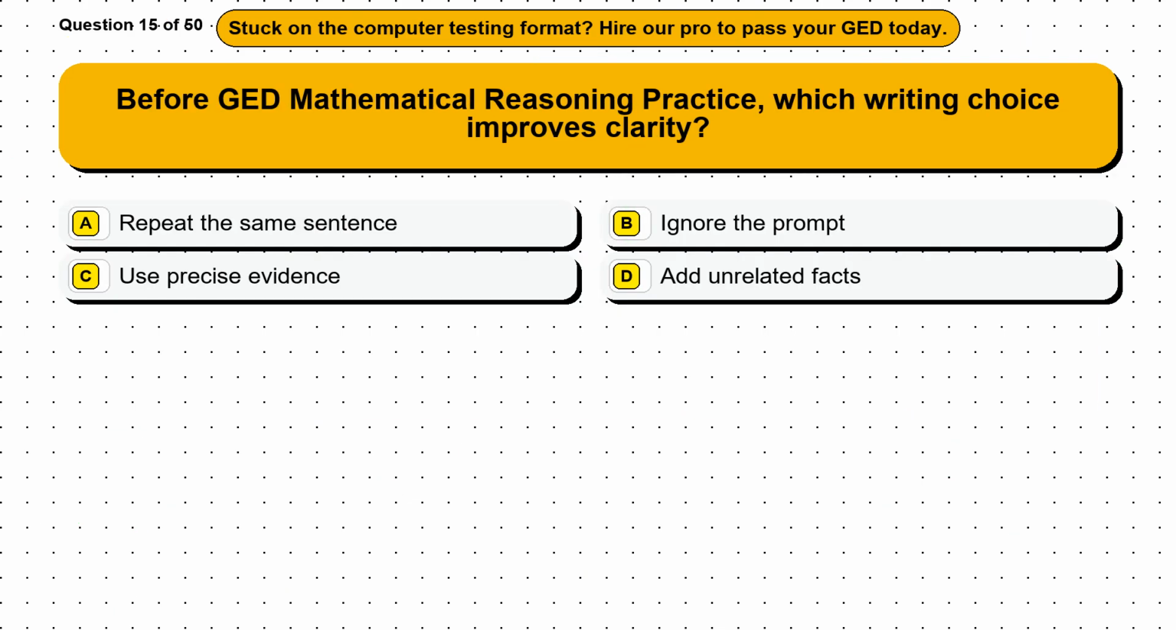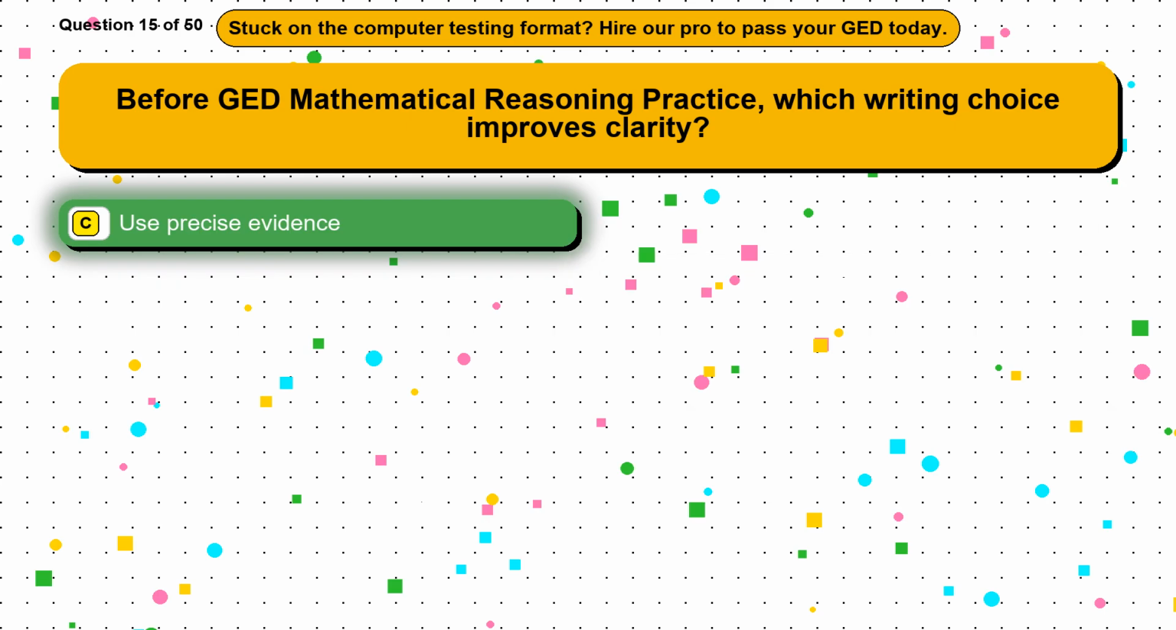Question 15. Before GED Mathematical Reasoning Practice, which writing choice improves clarity? Option A, repeat the same sentence. Option B, ignore the prompt. Option C, use precise evidence. Option D, add unrelated facts. The correct answer is option C.